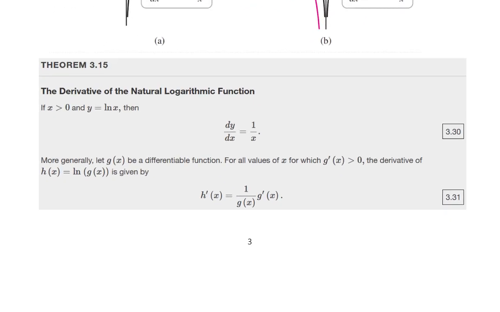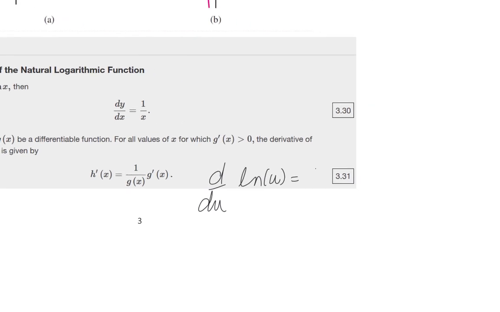So here is the next theorem. The derivative of the natural log of x for x greater than 0 is 1 over x. If we have the natural log of a function in terms of x, it will be 1 over the function multiplied by the derivative of the function. Now you might also see this as d/du. The natural log of u is equal to 1 over u multiplied by u prime.